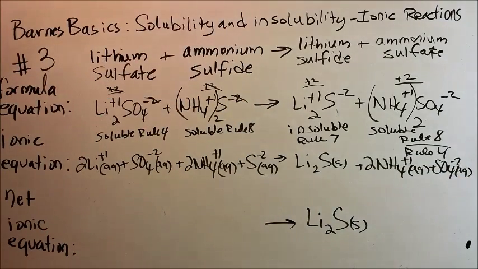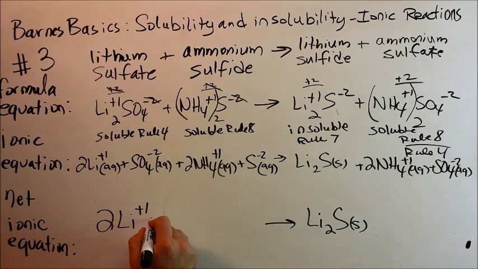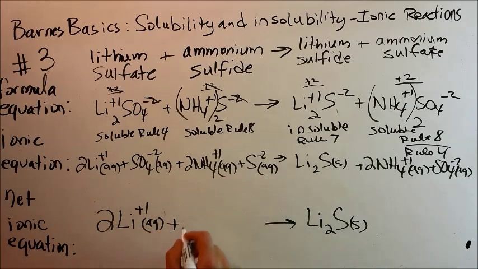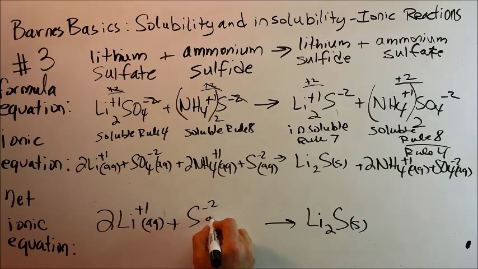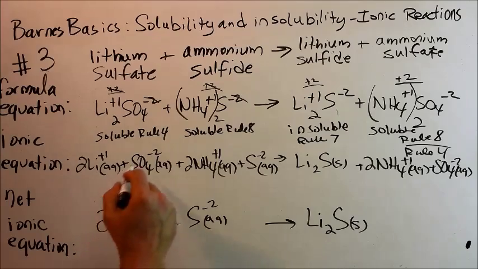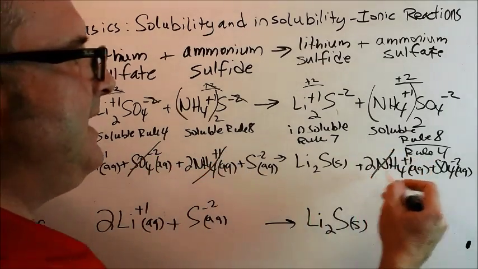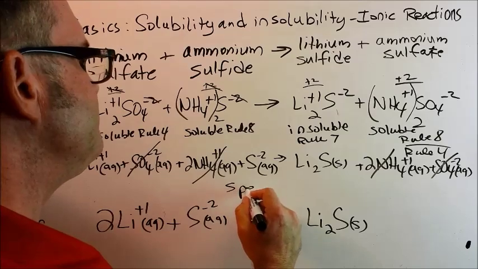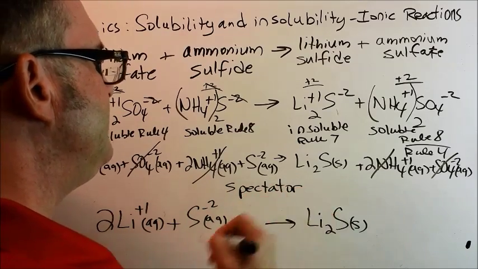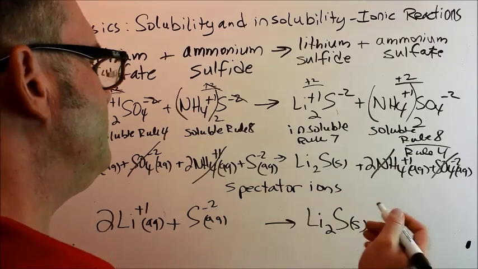When we write the net ionic equation, we're only writing the ions that participated in this given reaction, which would be lithium and sulfide. So we're going to pick this one. We're going to say 2 lithium ions at +1 aqueous plus 1 sulfide aqueous is what gives us our net ionic equation. We say that the ions that do not participate are spectators. These are called spectators. Spectator ions are crossed out.